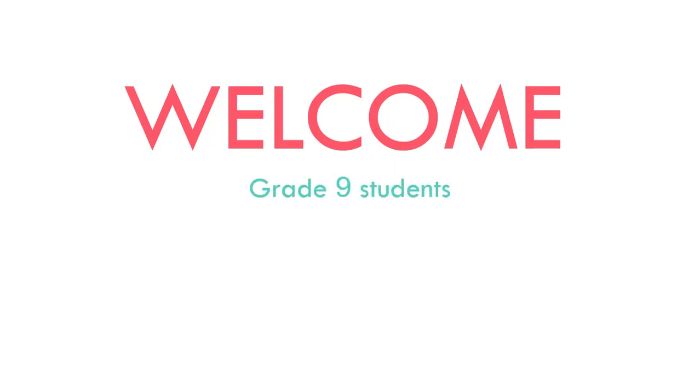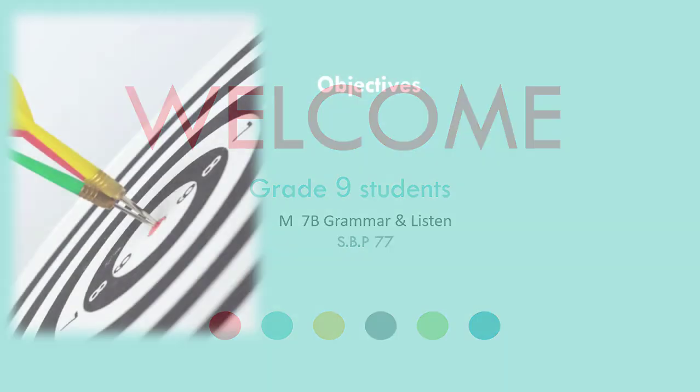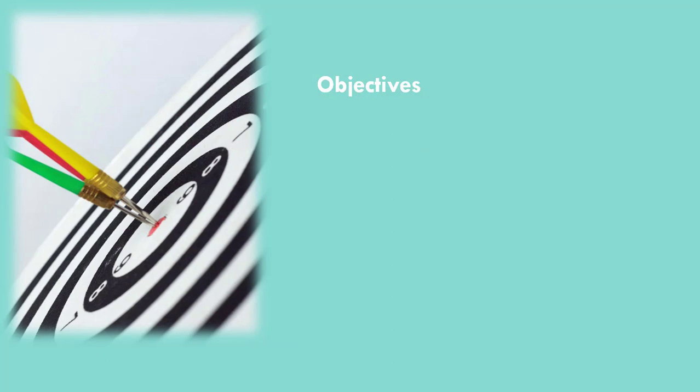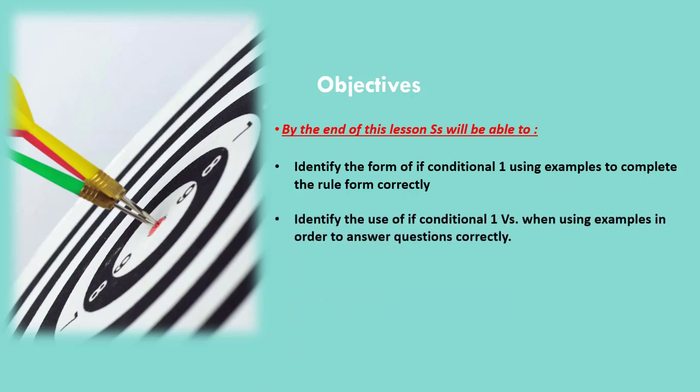Dear students of grade 9, I welcome you once again. Today, inshallah, we are going to talk about Module 7B, Grammar and Listening, page 77. Our objectives today are to identify the form of if conditional type 1 using examples to complete the rule correctly, to identify the use of conditional type 1 versus when using examples in order to answer questions correctly, and to use if conditional type 1 to complete sentences correctly.